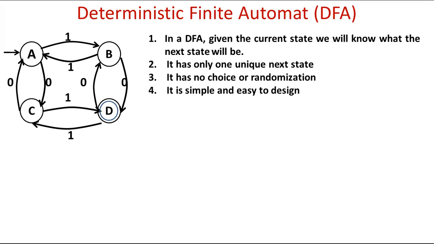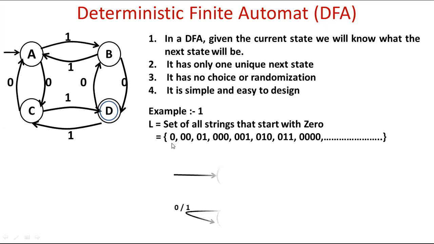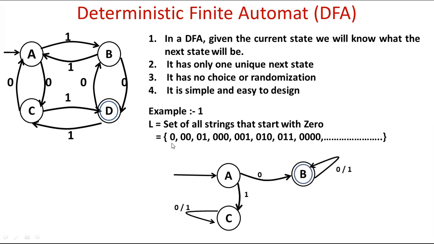Now, let us see an example. Let us take the set of all strings that start with 0. So our language L is equal to the set of all strings that start with 0. The strings will be 0, 0 0, 0 1, 0 0 0, 0 0 1, 0 1 0, 0 1 1, and so on. Here every string is starting with 0. So how can we draw the transition diagram for this?